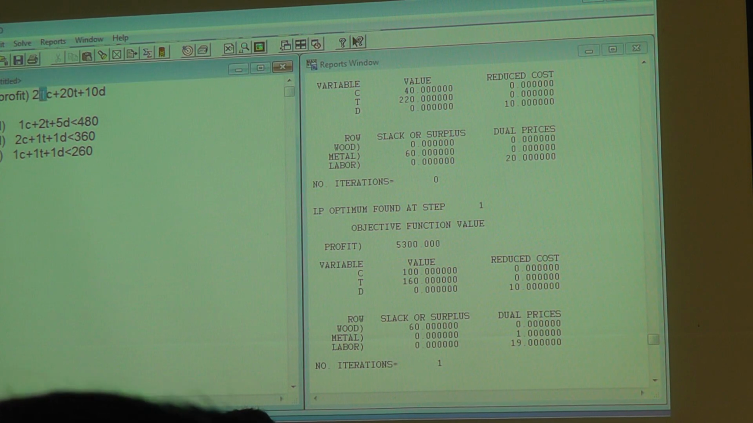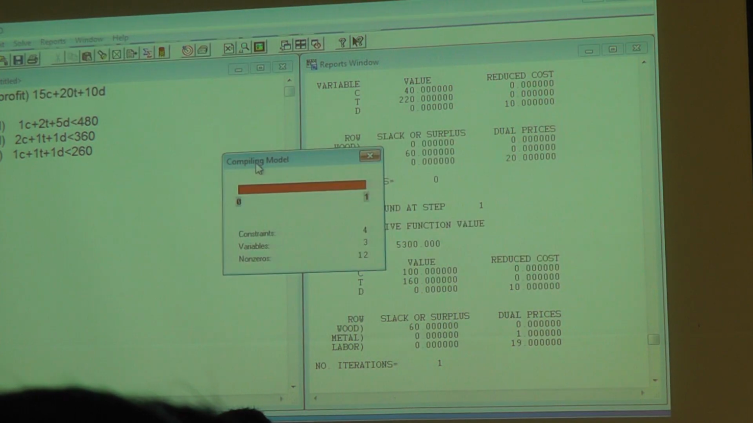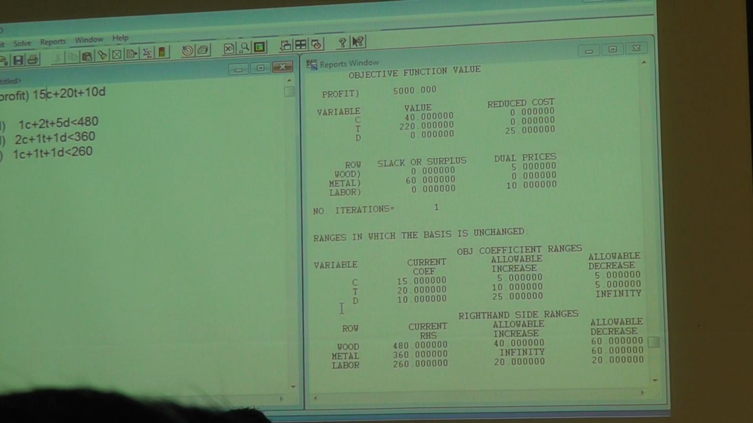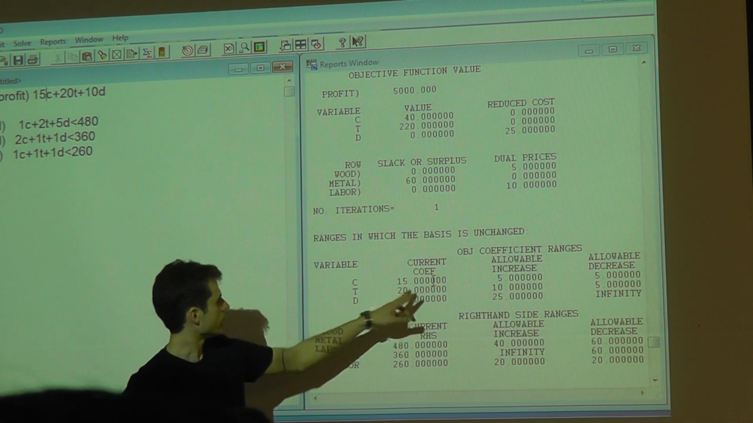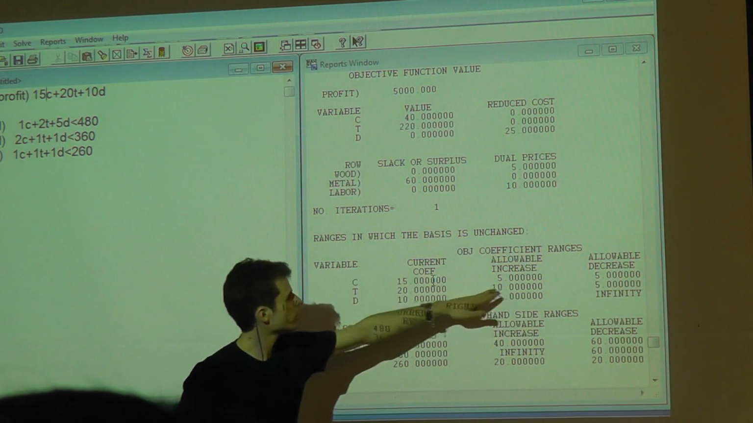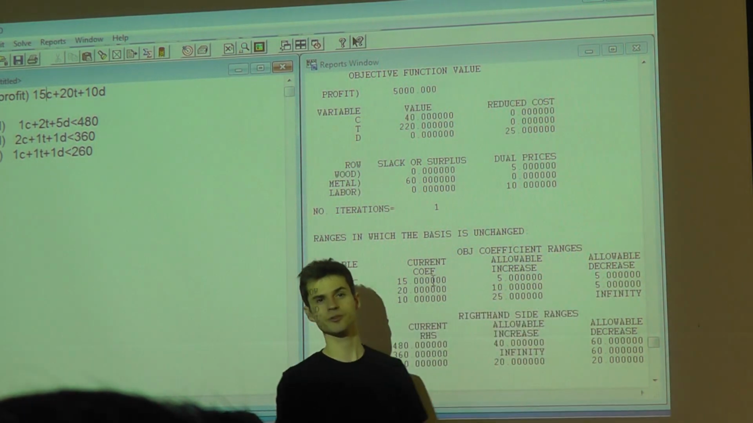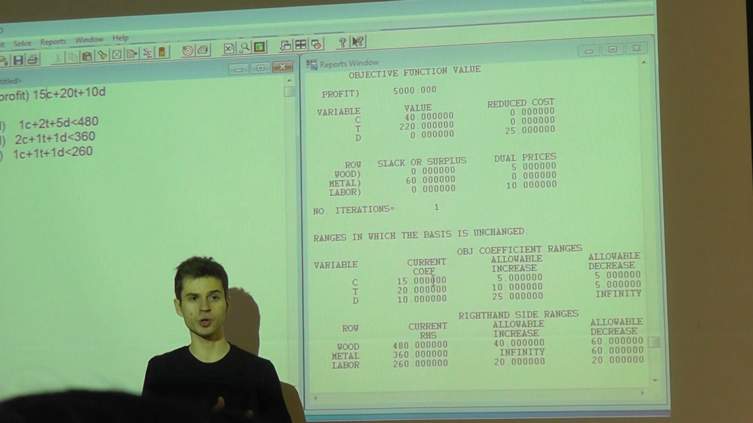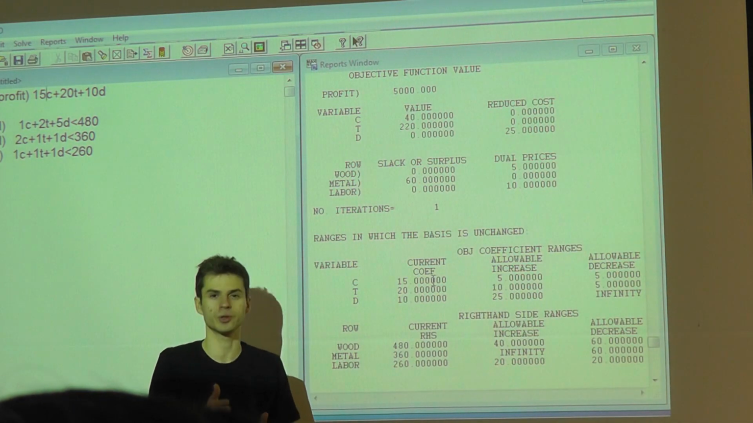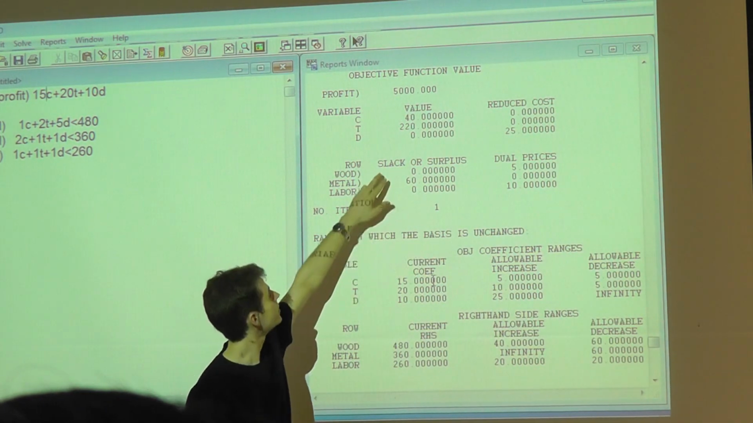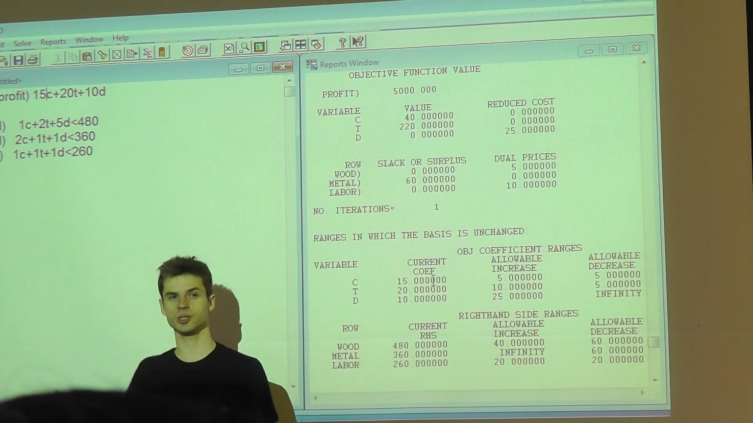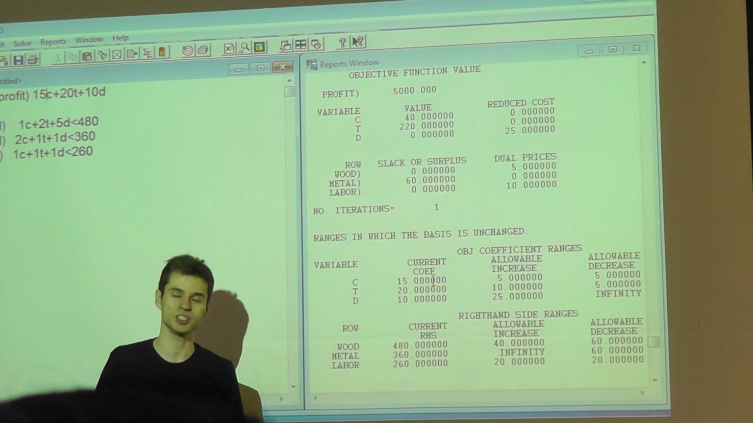So you can go back to the original problem. It used to have coefficient 15. Similarly, you can decrease it by 5, which means if the profit is reduced all the way to 10, it will still have the same production mix, but if it decreases to 9, you'll get a different one.